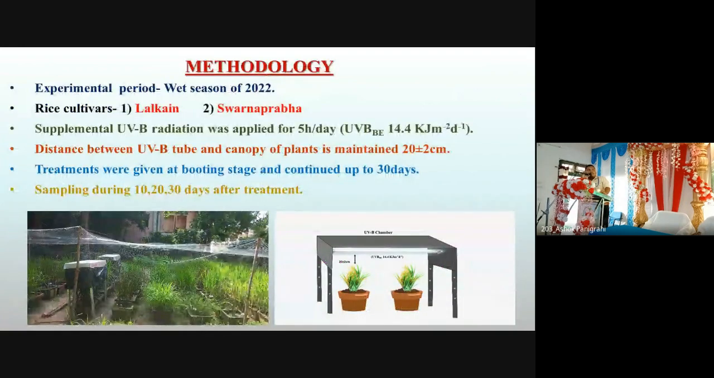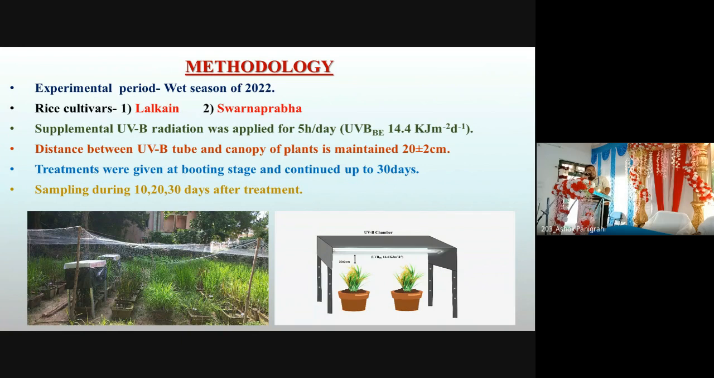The entire experiment was done in the Botanical Garden of School of Life Sciences, Jeypore University during the session of 2022. Two rice cultivars were taken. One is Lal Koi, which is a purple traditional variety, and another is Swarnaprabha, which is a high-yielding variety. The supplemental UV radiation was provided for 5 hours per day, with an energy content of 14.4 kilojoule per meter square per day.